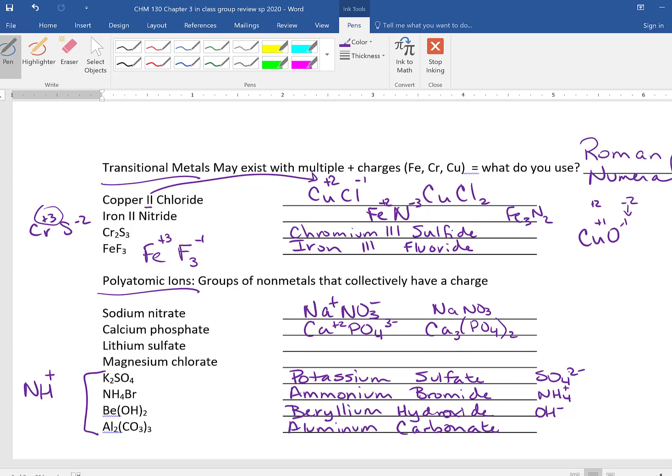Lithium sulfate. Lithium is Li. Sulfate is the SO4, -2, 2-, whatever. What's the charge on a lithium? +1. So when I swap, what will my formula be? And you don't need any parentheses because the SO4 is just a 1. Okay, so that should look like a 4.